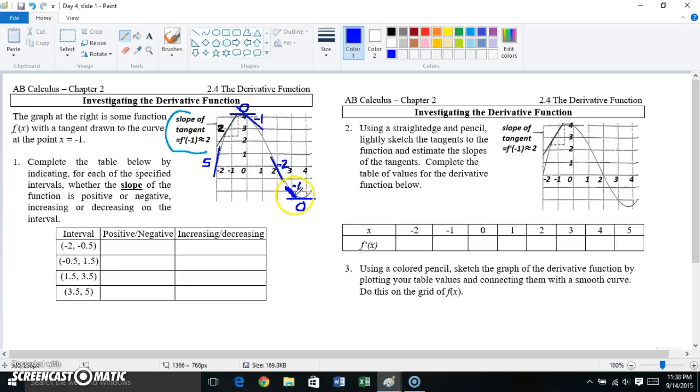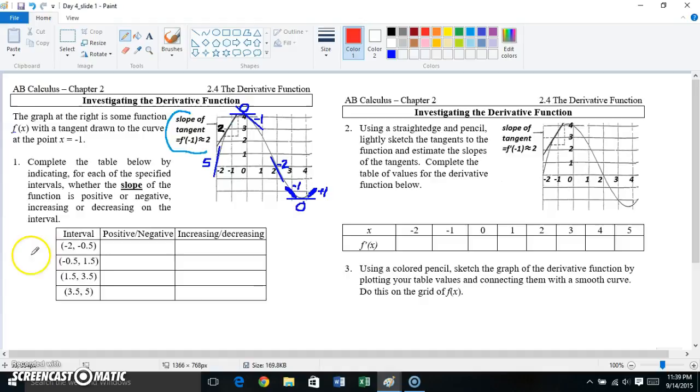we might have 1/2. Okay, so taking a look, my numbers for slope are 5, 2, 0, -1, -2, -1, 0, and then we're getting positive again in this region. I'll just put it at +1. Okay, so let's take a look at our table.